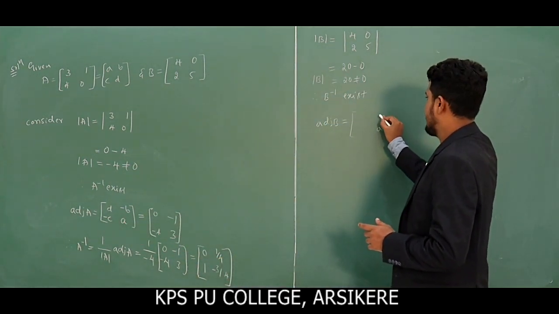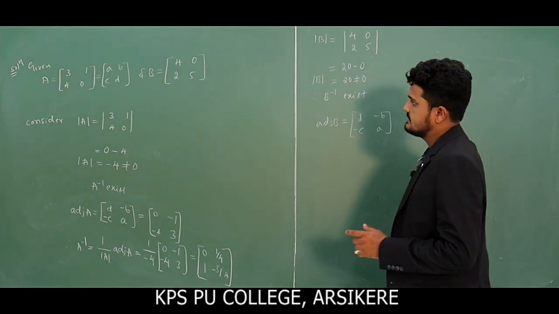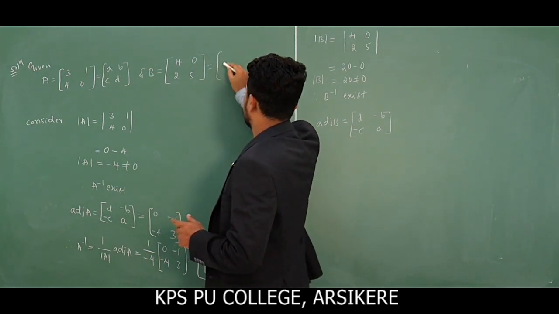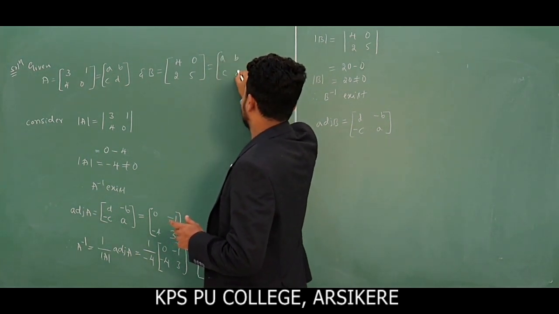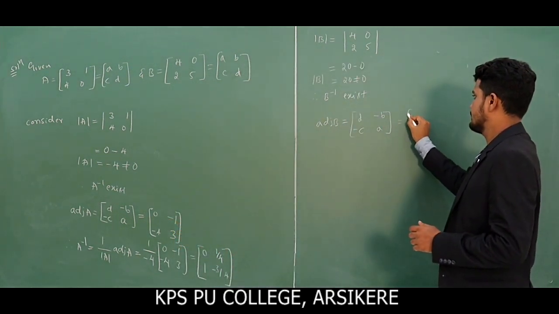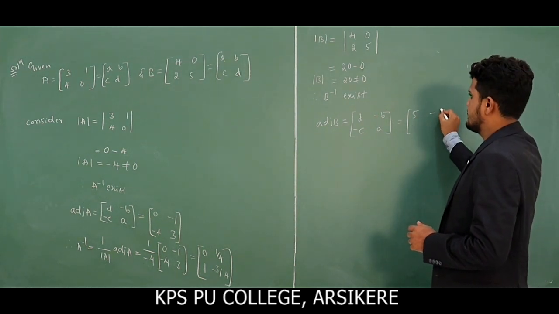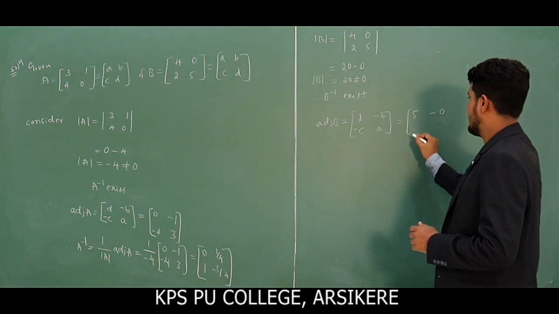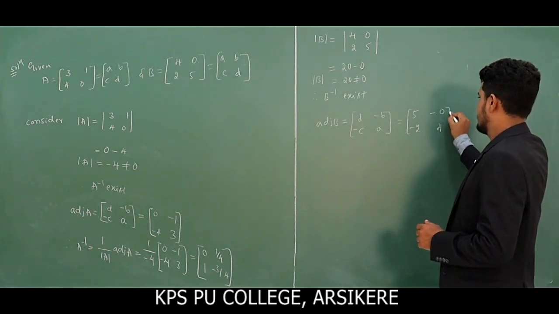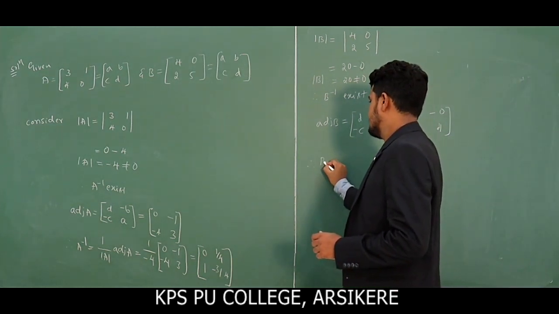So the adjoint is [A, -B; -C, D]. See here, A, B, C, D. So D value 5, B value minus 0, C value minus 2, A value 4. So this is the value of adjoint B. So next we have to find B inverse.